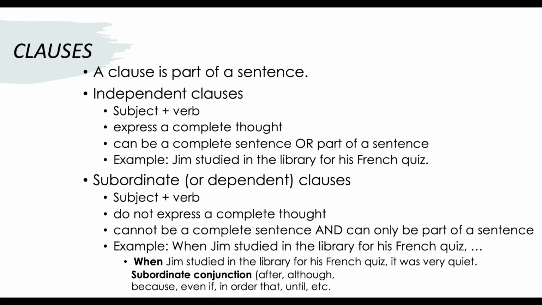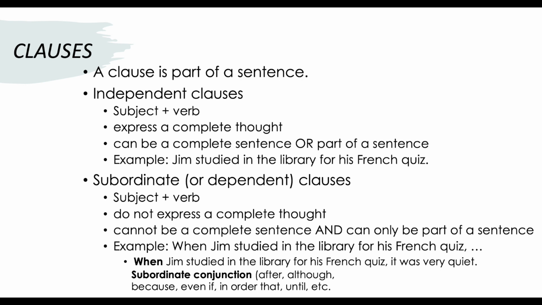It makes total sense. So the difference with subordinate clauses is that they do not express a complete thought and they cannot be a complete sentence. They can only be part of a sentence. So if we had something like, when Jim studied in the library for his French quiz, that is not a complete thought, so we could finish it with another clause. And here we have an example of a subordinate conjunction with when. Some other examples are after, although, because, even if, in order that, until, etc.